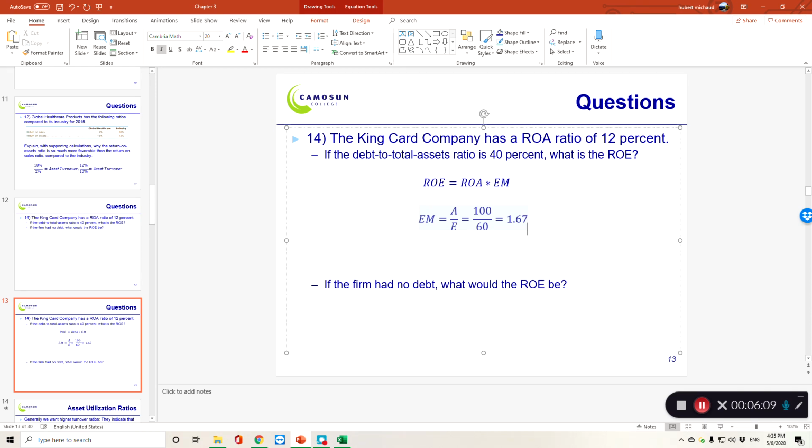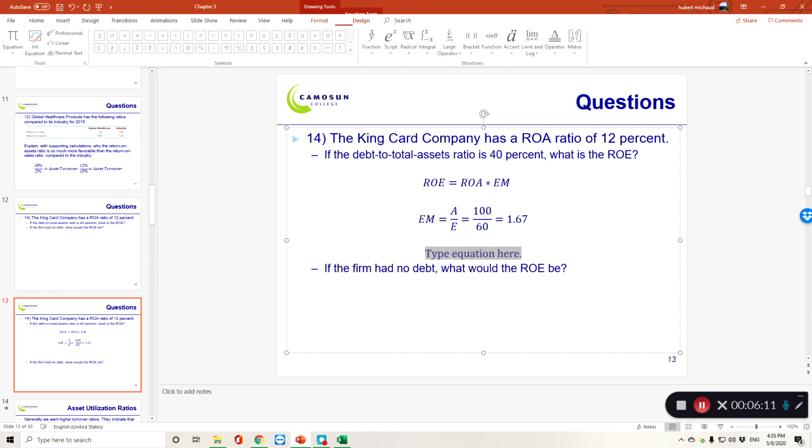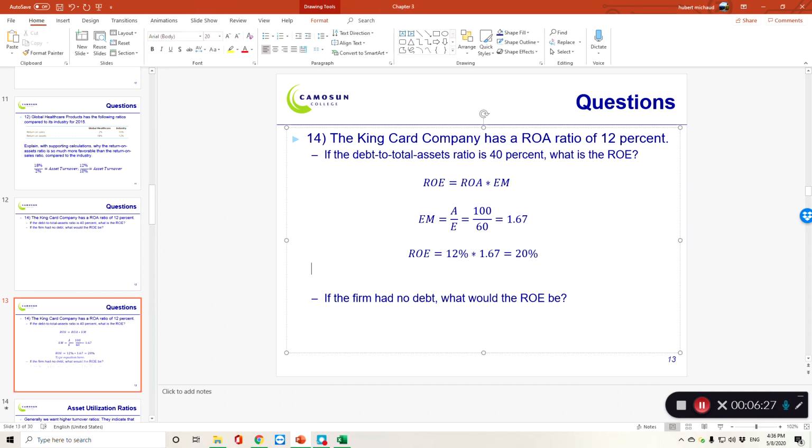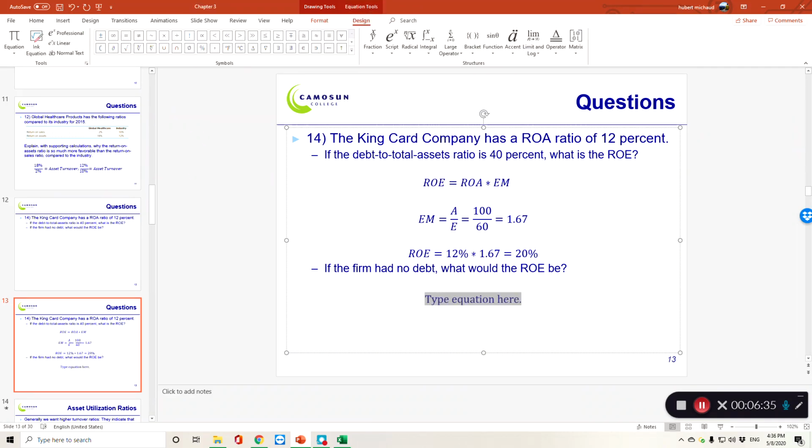Using this information, we can easily calculate the ROE, which is equal to the ROA, 12%, times the equity multiplier, 1.67. And if I am good at mental math, this is 20%. I'm not good at mental math. I just did it before showing you the answer, and that's why I know it. Okay, that's the answer for the first part of the question.